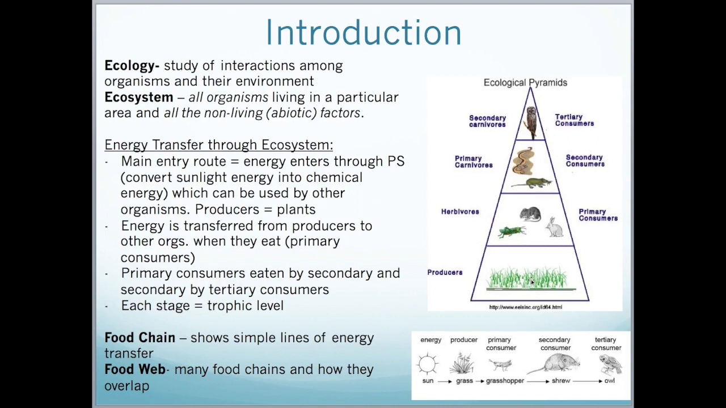We can represent the energy transfer either with a food chain, as shown here. So it's a simple diagram of lines showing how energy is transferred. We have energy from the sun, which is changed into chemical energy by producers through photosynthesis. Then when the grasshopper eats the grass, it gets some of that energy, and so on. Or we can use more complicated diagrams, which are known as food webs.